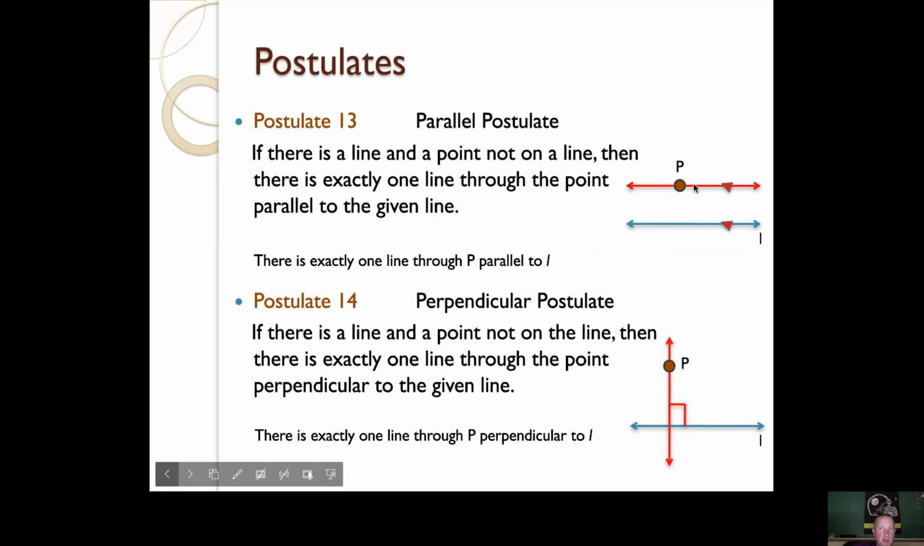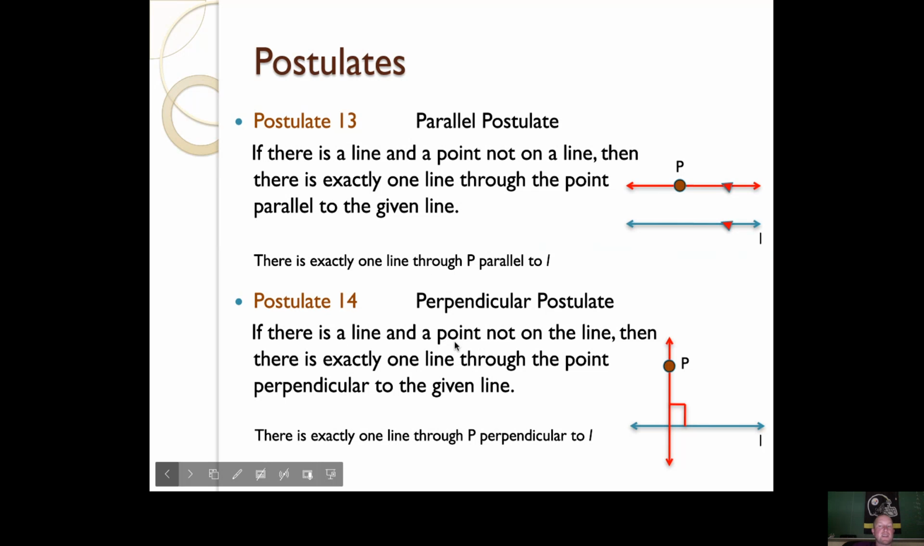Only one of these lines, one of the infinitely many lines you could draw through that point, is going to be parallel to that blue line. That's called the parallel postulate. It's postulate 13. So there's exactly one line that goes through this point P that's parallel to this blue line.